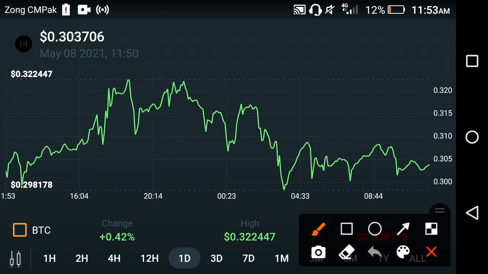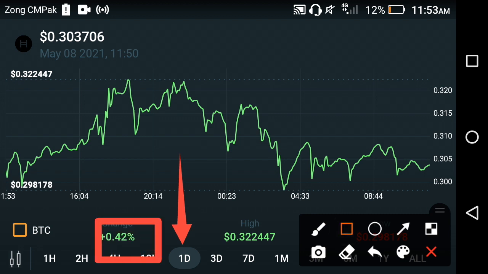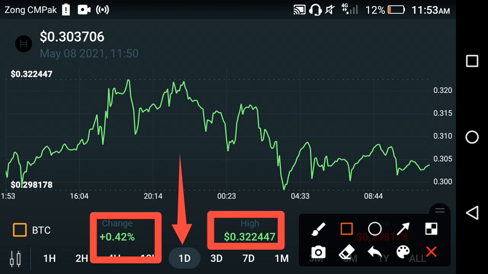As you can see here now on the screen, friends, that is the last 1 day price chart of Hedera Hashgraph. If we talk about the price changes in Hedera Hashgraph, 0.42% price change has occurred. The price change is positive, friends, so that means that you are in profit, friends. And if we talk about the highest price, the highest price of Hedera Hashgraph is about 0.322447 USD dollar.